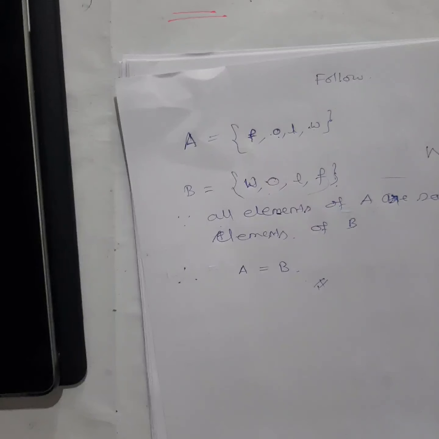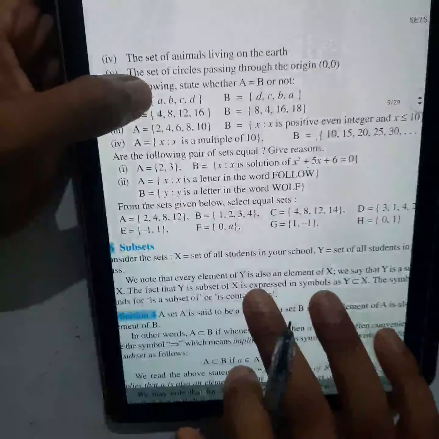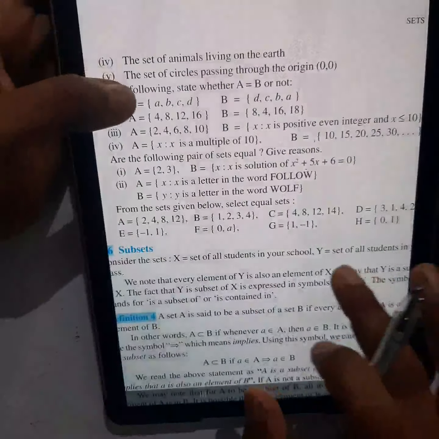Next question, number 6. So I will just show you here only. Number 6 is very simple. From the sets given below, select equal sets. Again, you have to check which one is equal out of all of these.